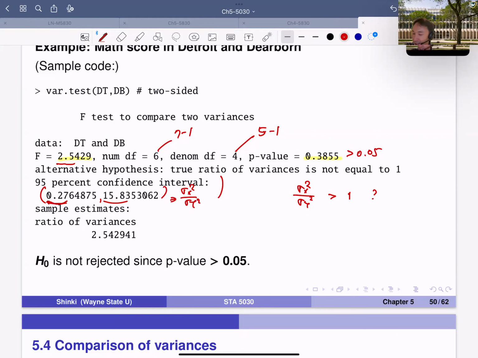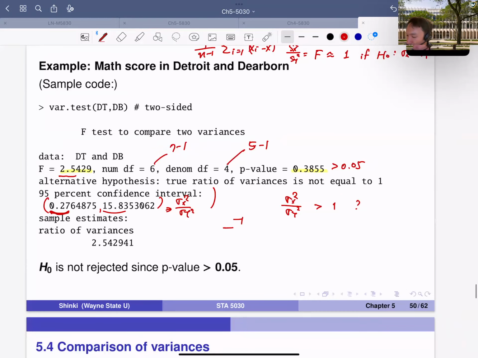0.27 is in some sense close to 1 because the ratio is only 3.5. So 1 over 0.27 is around 3.5. So the difference is not that large compared to 15.8, but still we cannot reject H naught.